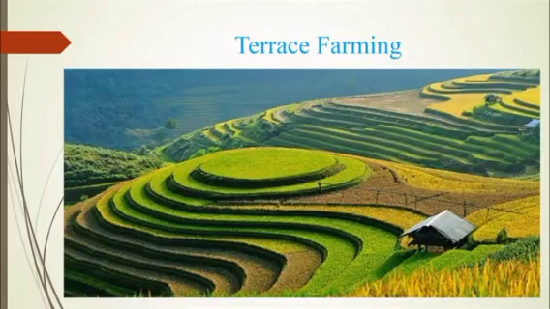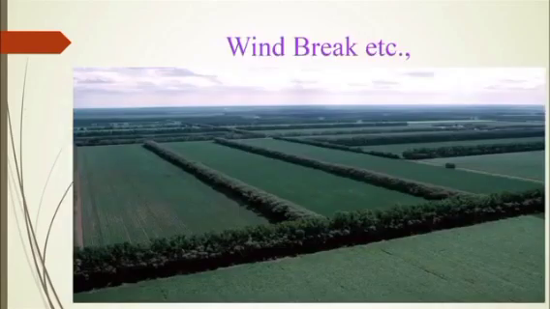Terrace farming is a method of growing crops on sides of hills or mountains by planting on graduated terraces built into the slopes. Here we can see the picture of terrace farming. A windbreak is a planting usually made of one or more rows of trees or shrubs planted in such a manner as to provide shelter from the wind and to protect soil from erosion. Here we can see the picture of windbreak.